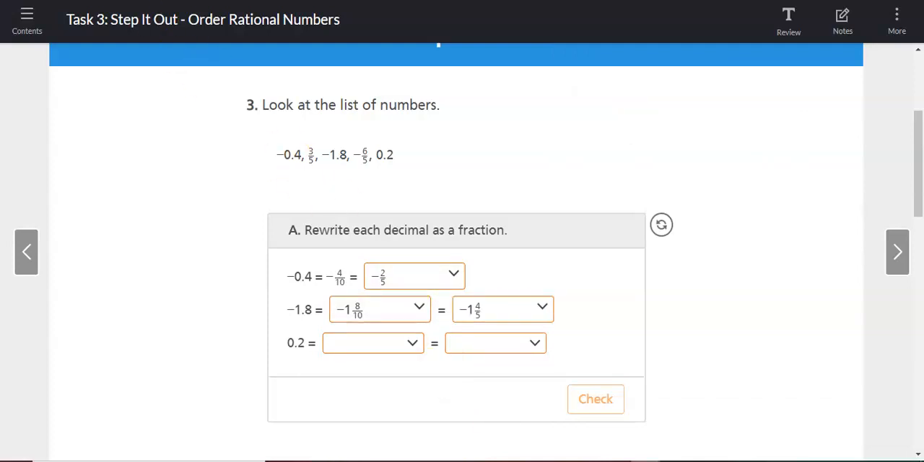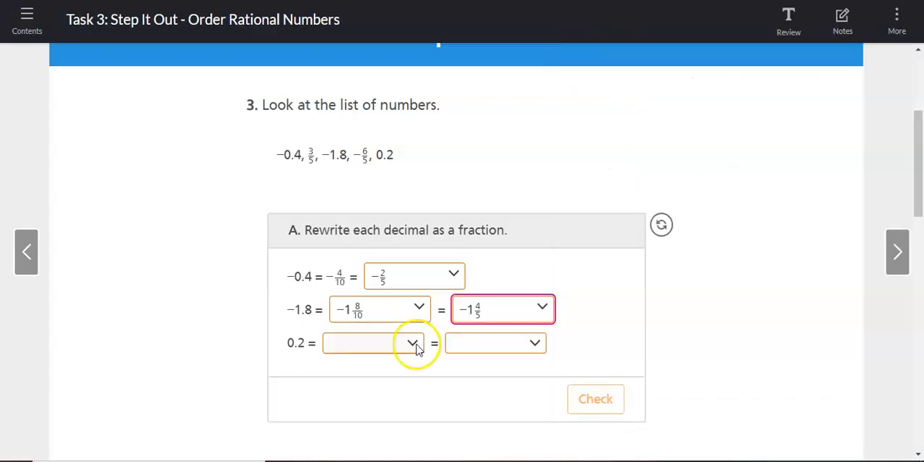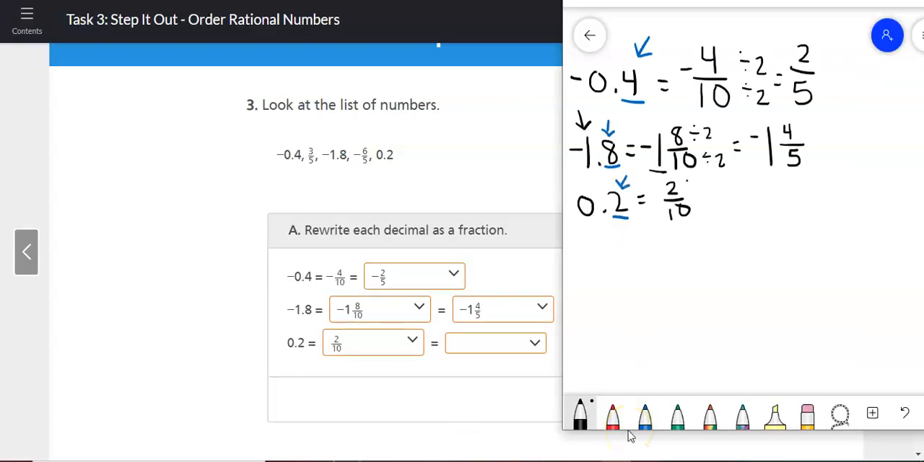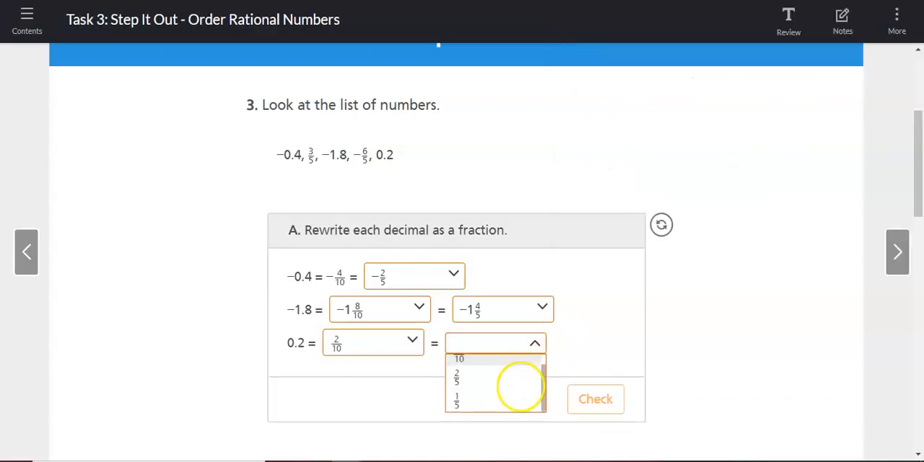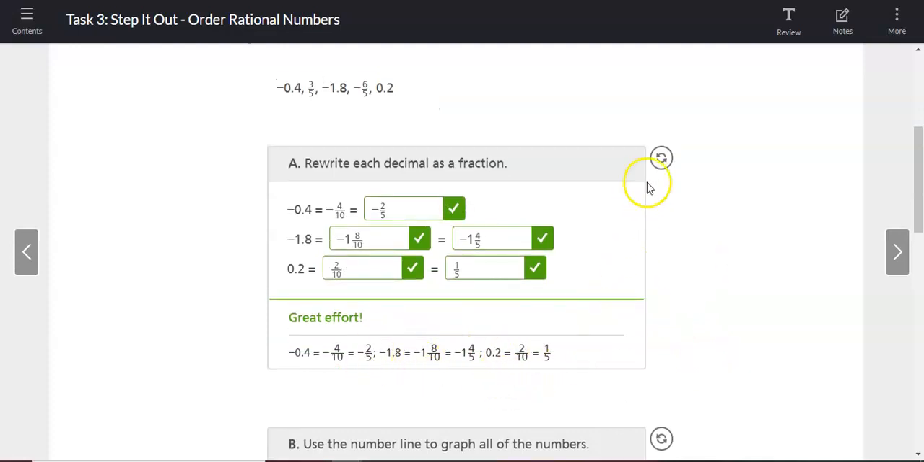Okay, then our last one, we have 0.2. This is a positive number. We look right here at this 2. That 2 is in the tenths place. So we have 2/10. And then we do have to simplify that because they're both even numbers. I'm going to simplify by 2. 2 divided by 2 is 1. 10 divided by 2 is 5. So I get 1/5. Just like that. And that's the work that I showed over on my paper.